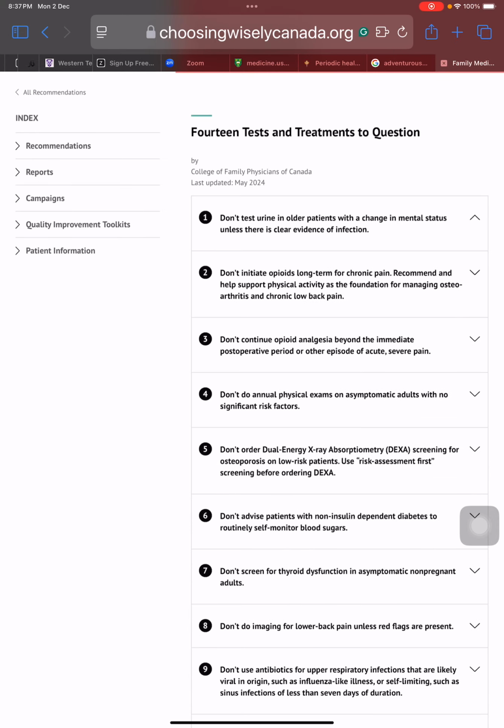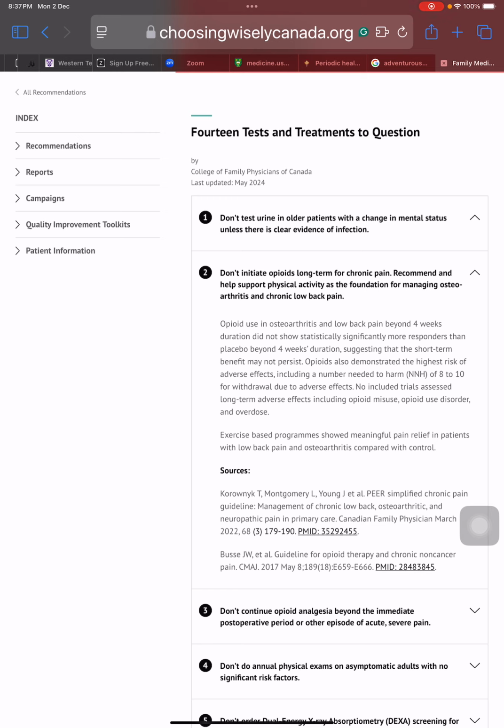Don't initiate opioids long term for chronic pain. Recommend and help support physical activities as a foundation for managing osteoarthritis and chronic low back pain. One of the QE1 questions that they could ask you is about this, because they don't want doctors to prescribe opioid treatments in osteoarthritis, which is going to come in by age 50 or 60. So if you're a good doctor, you would emphasize physical activity and managing osteoarthritis with a multidisciplinary approach rather than just going straightforwardly to opioids, right?